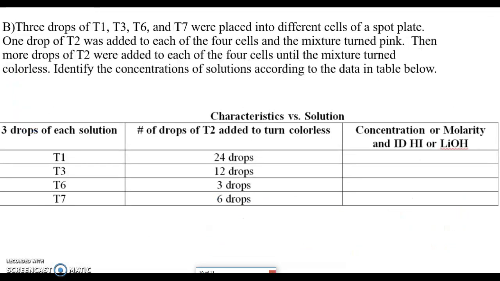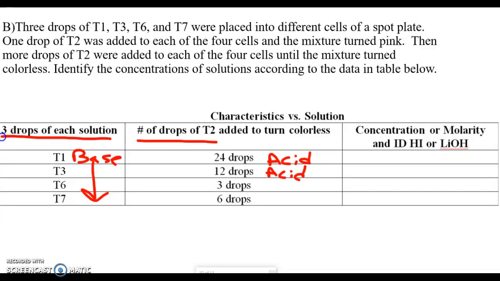So in this part, it's saying that 3 drops of each of these bases were added to a well, and then 1 drop of T2 was added to all of them to turn them pink. Then it took 24 drops of acid to turn it colorless, and this one took 12 drops of the same acid to turn it colorless. This one took 3 drops of the same acid to turn it colorless, and this one took 6 drops of that same acid to turn it colorless. See if you can figure out the concentrations of the lithium hydroxide before I go over it.